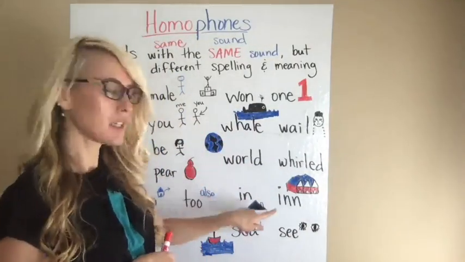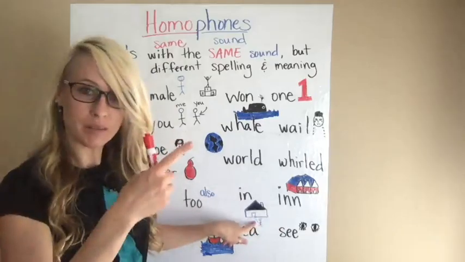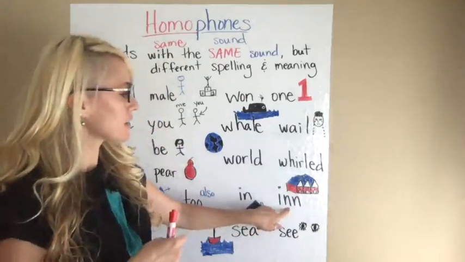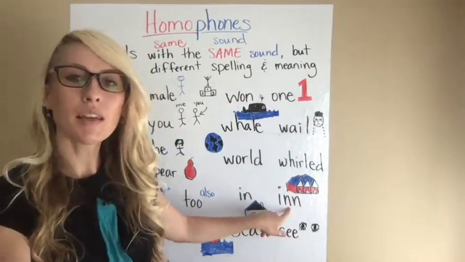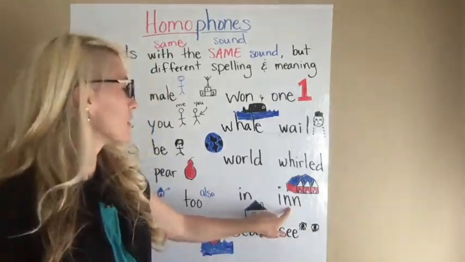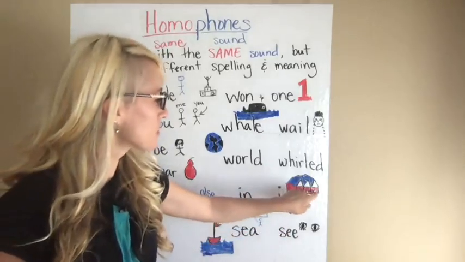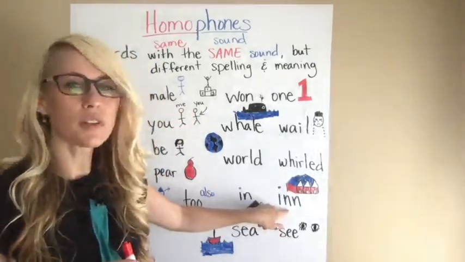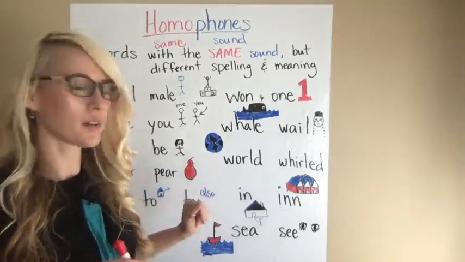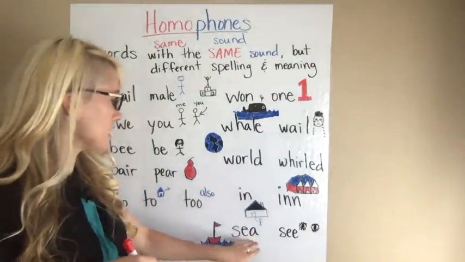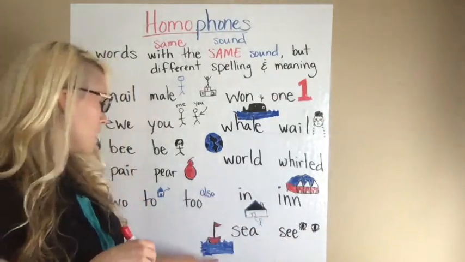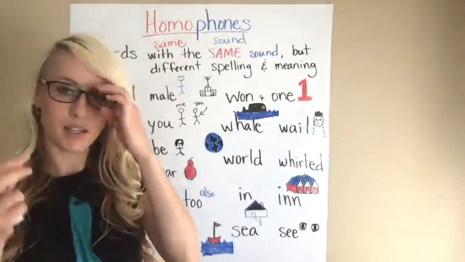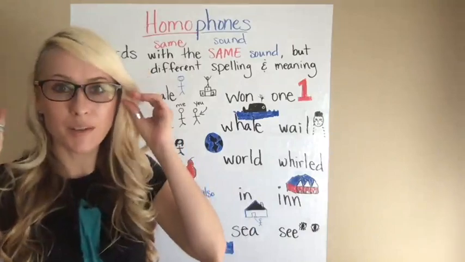In. Go inside the building or inside school, in your room. In. Inn is like a fancy hotel. So these are my little rooms that you can go in and stay at the inn. We don't use that word a lot anymore, right? Okay. In. See. So we have the sea or ocean, and then we have see. I can see you with my glasses.